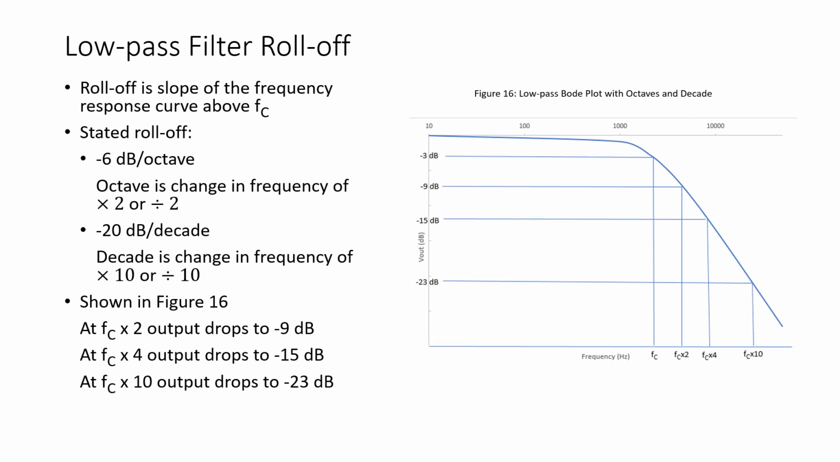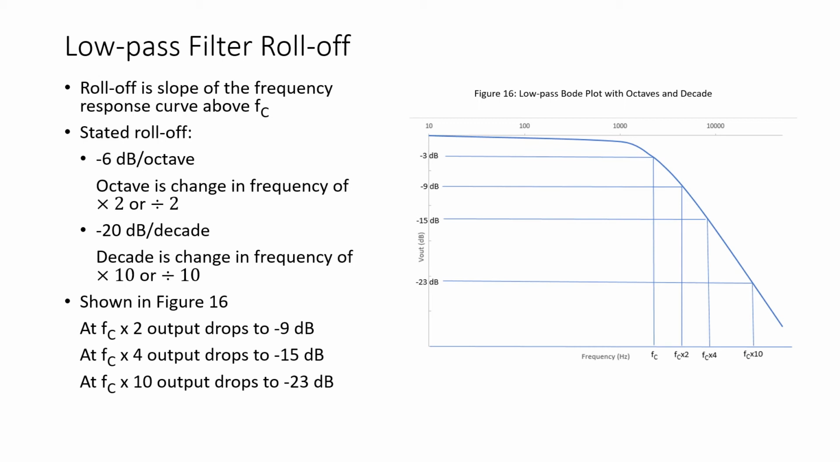Now, we talked in a previous presentation about the roll-off of these filters, and the roll-off of a low-pass filter is shown in the Bode plot of figure 16. And our roll-off is stated to be negative 6 dB per octave. And again, an octave is a change in frequency of a factor of 2. And the roll-off is stated to be negative 20 dB per decade, and a decade is a change in frequency of a factor of 10.